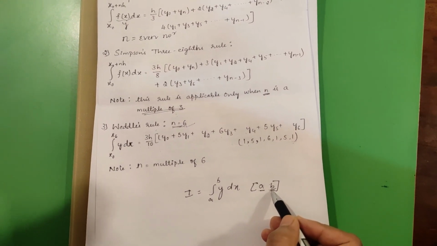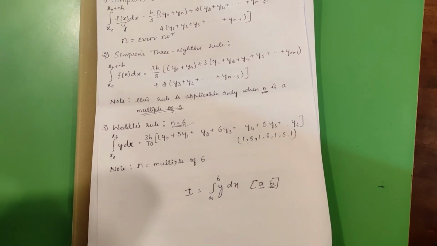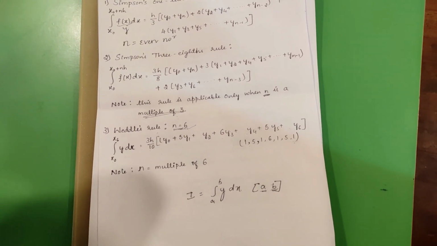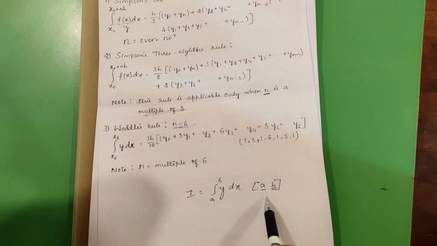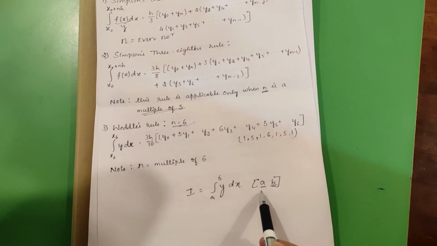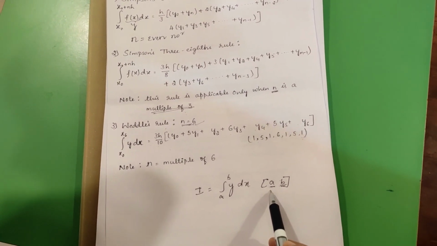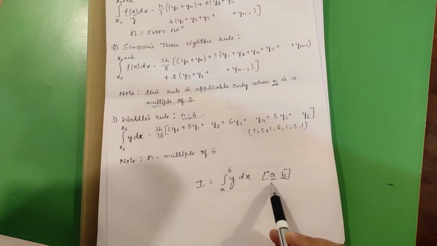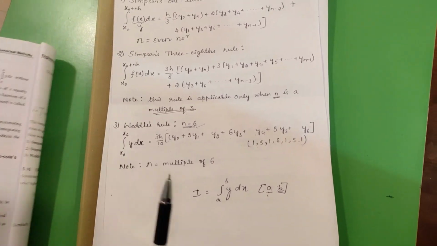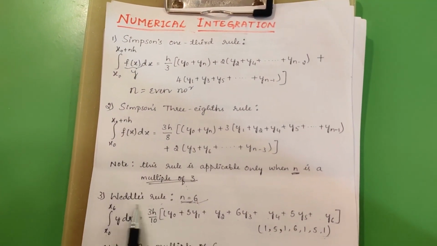So without actually integrating the function, but only using the value of y at some points of x equally spaced over the closed interval [a, b], this is called numerical integration. This process, when applied to a function of a single variable, is known as quadrature. In this chapter we are studying Simpson's 1/3 rule, Simpson's 3/8 rule and Weddle's rule.